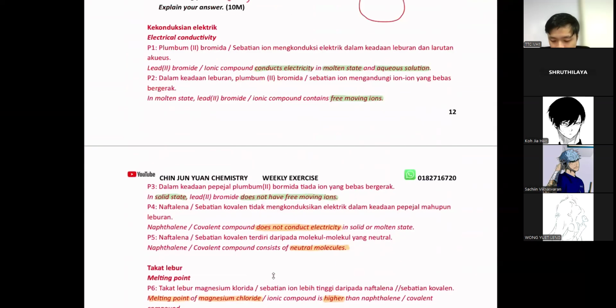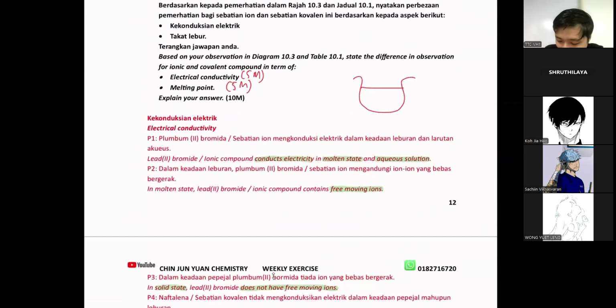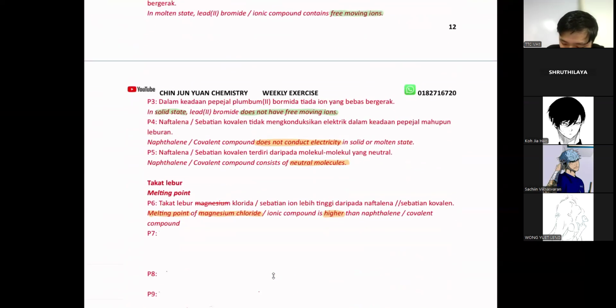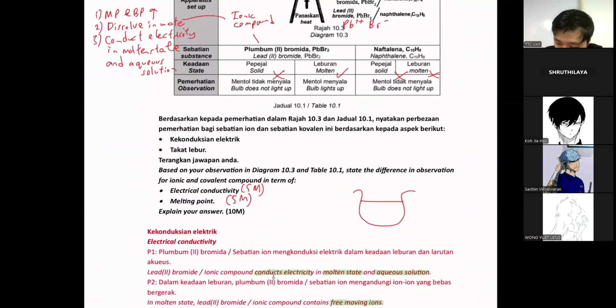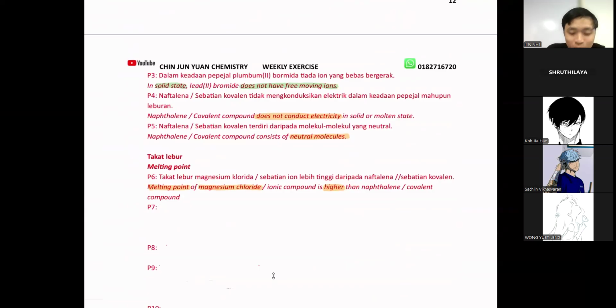Magnesium chloride. Sorry, I think the answer scheme got very wrong. I'm so sorry. Maybe I typed wrongly. Is it lead 2 chloride or lead 2 bromide? Oh, okay. So I'm so sorry. So it's lead 2 bromide.